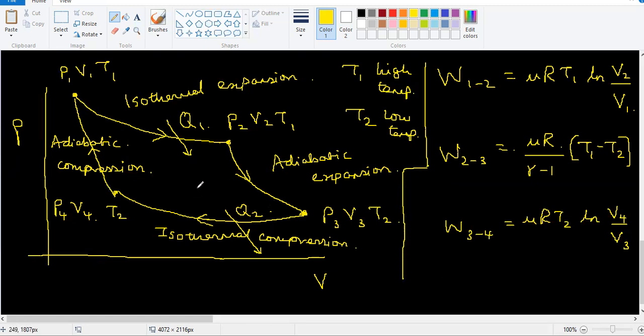The last one is going to be very simple, adiabatic. So W4 to 1. Adiabatic means this formula. Here you drop from T1 to T2, initial minus final, so here it's going to be T2 minus T1. This is gamma, this is T2 minus T1.